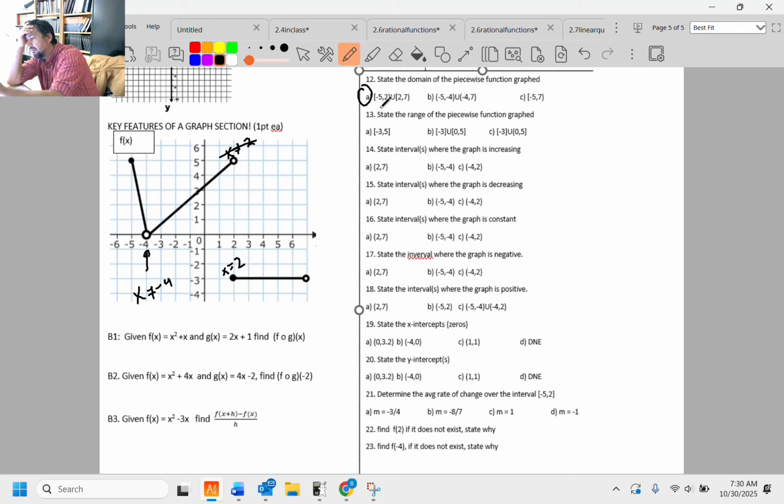That's choice A. So blah, blah, blah. It's not choice A, it's choice B. You're allowed to be everything between 5 and negative 4, and you're allowed to be everything between negative 4 and 7. All right, range. I know what range does to kids.